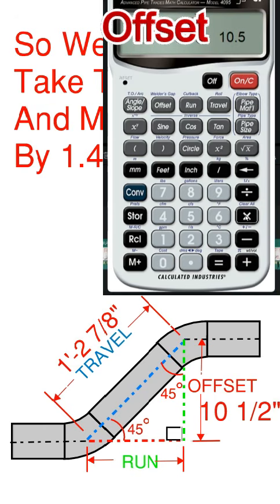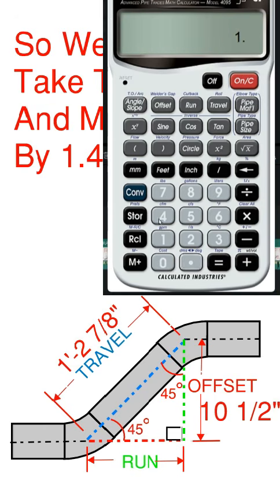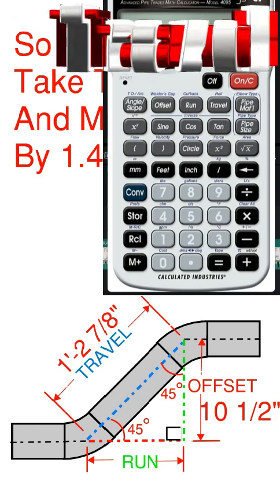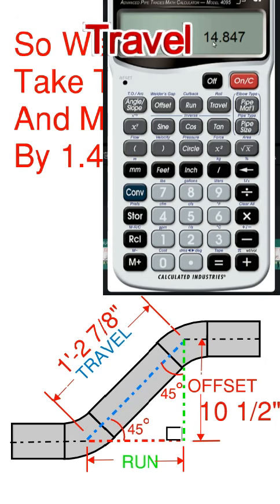Times that by 1.414 gives us 14.847. So the 14 is 1 foot 2. Let's minus the 14. We're left over with 0.847. Times that by 16. You're looking at 13.552.